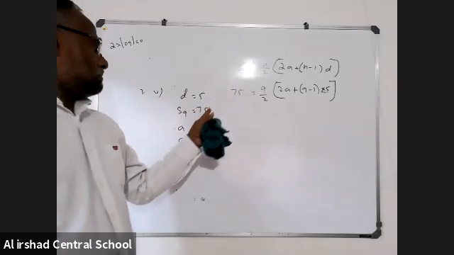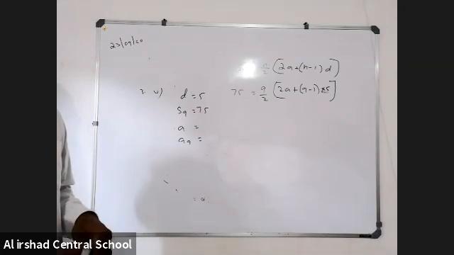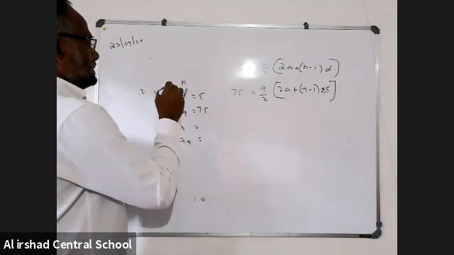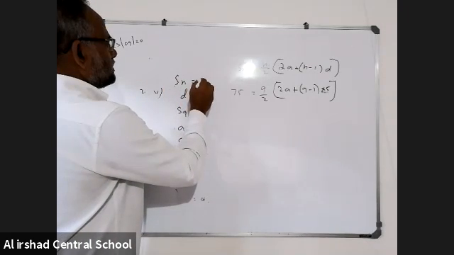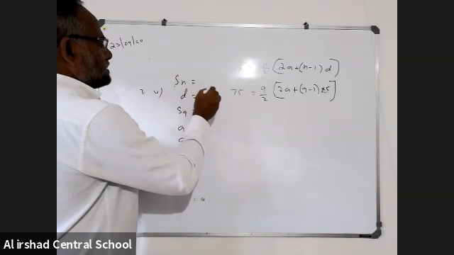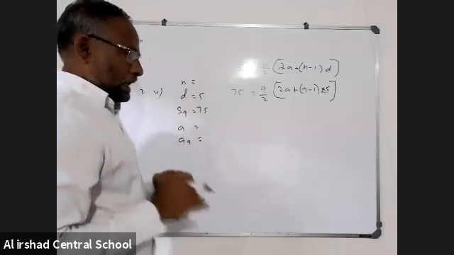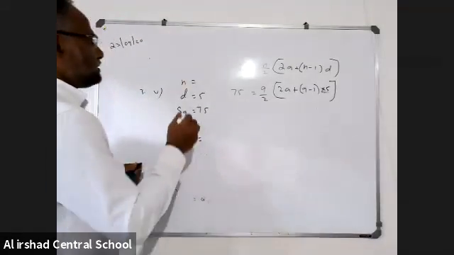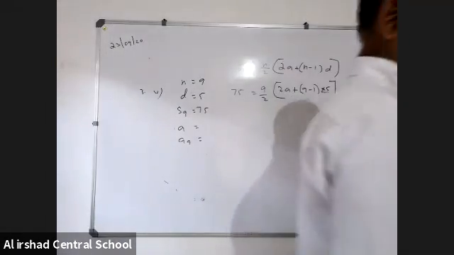n is given, S9 is given, and d is given. And this is Sn, not n. Don't confuse. Sn and n are different. That means 75 is the sum of 9 terms: 1, 2, 3, 4, 5, 6, up to 9 terms. Don't confuse that. In one question we confuse.